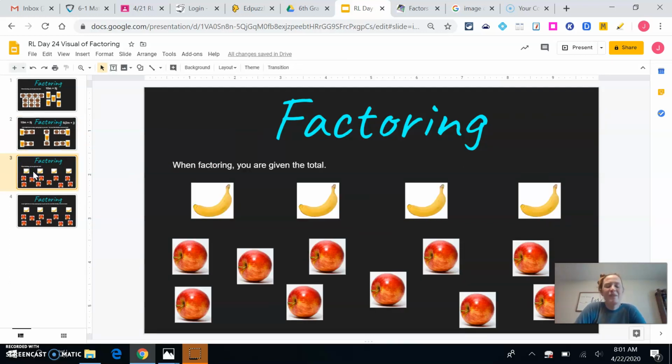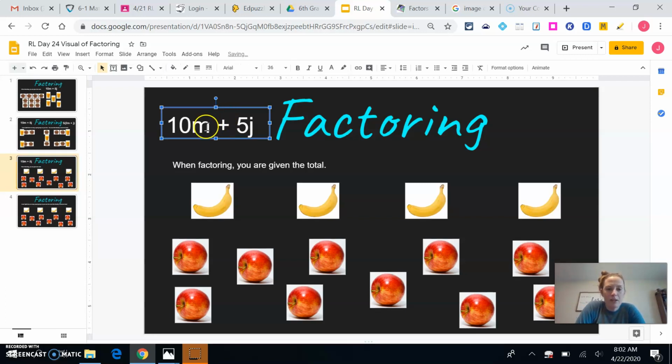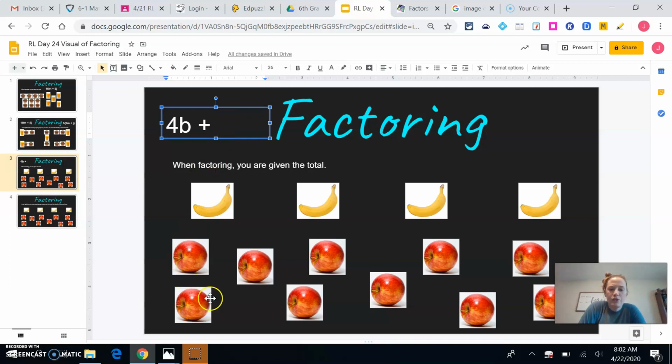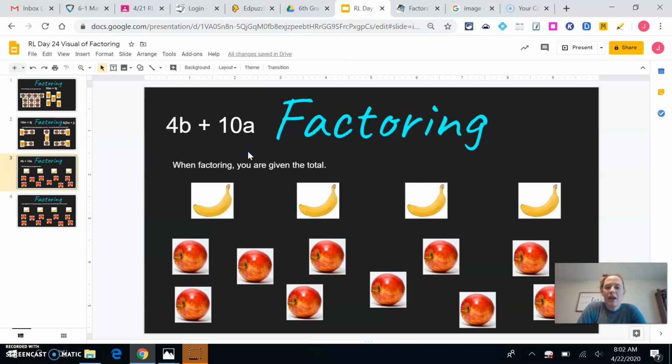Keeping with our food theme, we have apples and bananas. Here the bananas are really easy to see that we have 4 bananas. So I'm going to change this model. I have 4 bananas, and I'm adding how many apples? I need to count. 1, 2, 3, 4, 5, 6, 7, 8, 9, 10 apples. Okay, so I'm given the total. This is what I start with.